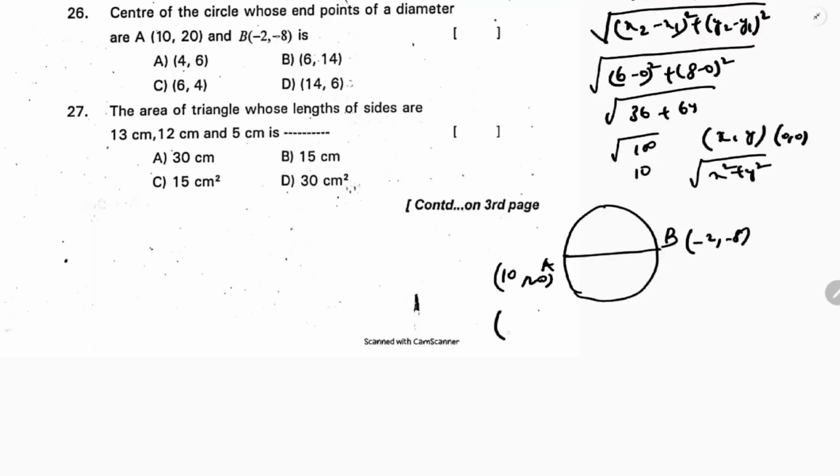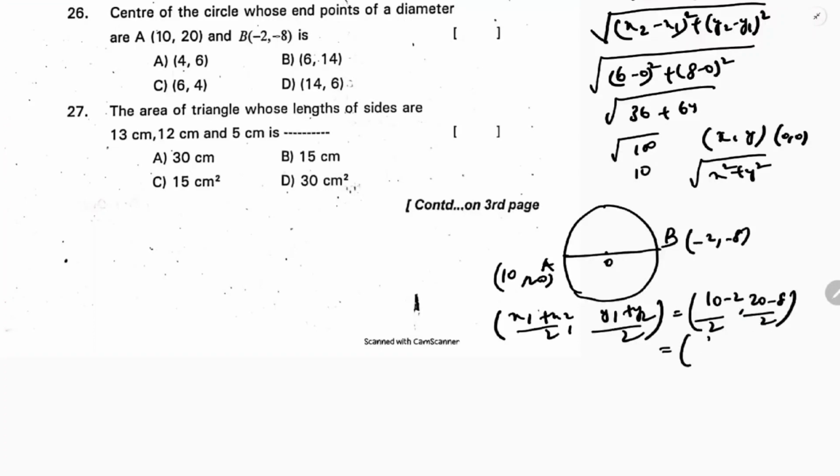So here the center is nothing but the midpoint of the diameter. So x1 plus x2 by 2, y1 plus y2 by 2. So 10 minus 2 by 2, 20 minus 8 by 2, because plus into minus is minus. So one is 8 by 2, the other one is 12 by 2. So which is nothing but 4 comma 6. So the correct option is A.